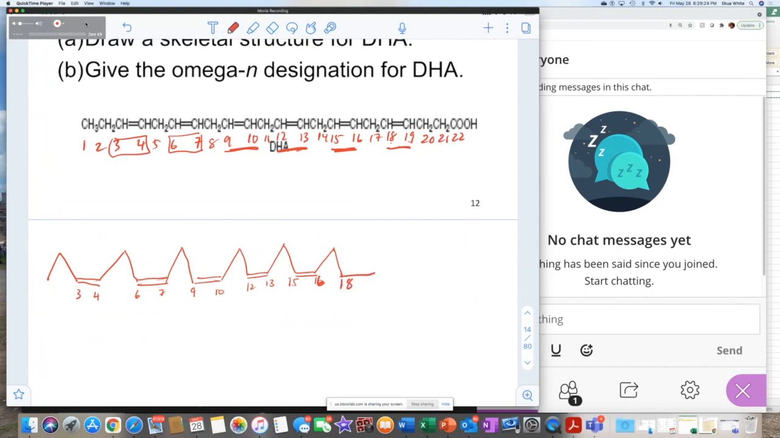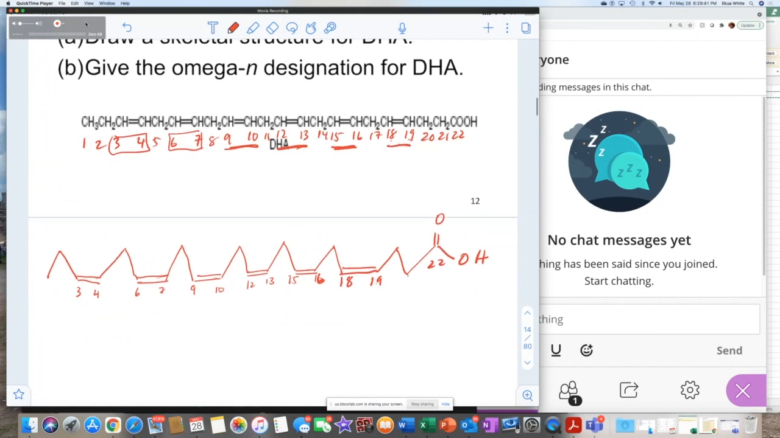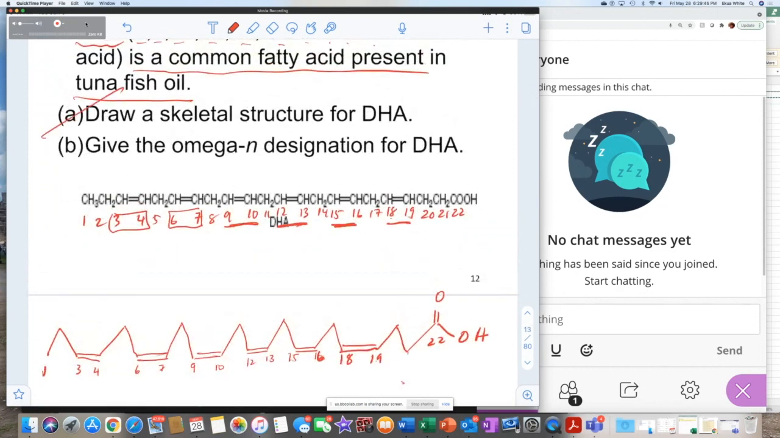There's a pattern here. 18, 19, double bond. And then 20, 21, 22, double bond. O, O, H. This is 22. 19, 20, 21, 22. Yeah, there. So, again, this is 1, right? Draw the skeletal structure. That's done.